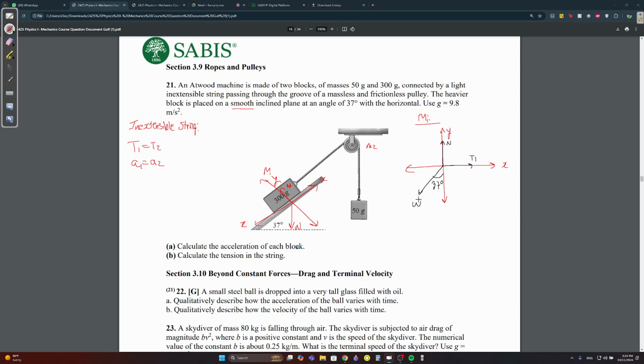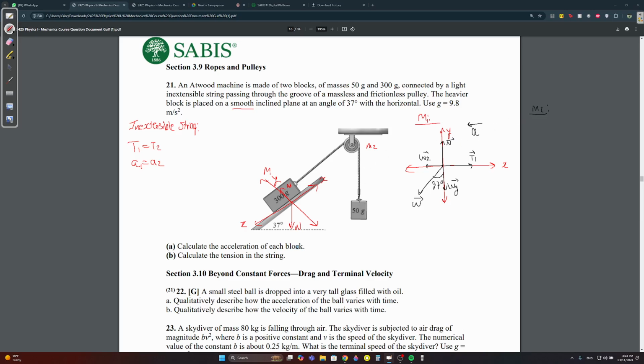Obviously we're not allowed to keep the weight like this, so we're going to resolve it into Wx and Wy. This is for M1. I also forgot one thing, thank you for pointing it out: if you know which direction is accelerating, put the direction of the acceleration and write it on the side.